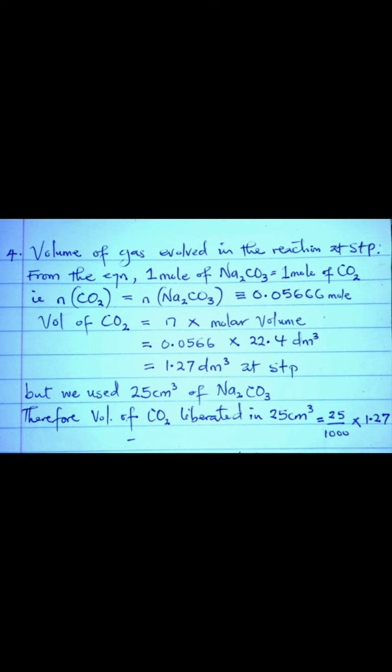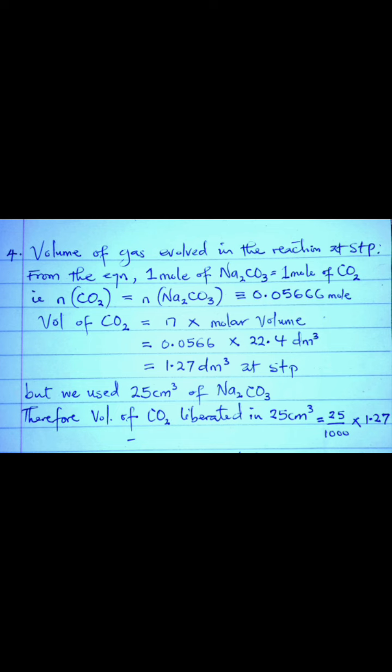The number of mole of Na2CO3 we found in question 1 was 0.0566. And from this solution we've discovered that the number of mole of Na2CO3 is equal to the number of mole of CO2. And since the number of mole of Na2CO3 is 0.0566, then the number of mole of CO2 is the same, which is 0.0566 mole. Now we then find the volume of CO2. Remember that molar volume is 22.4 dm cube.